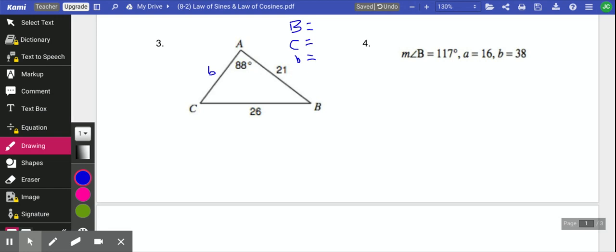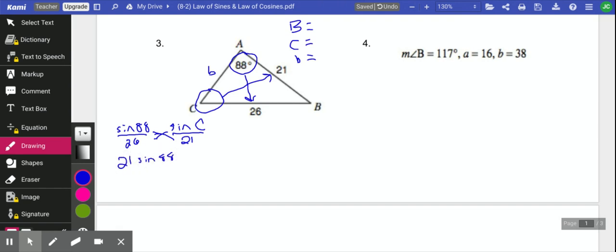We do have one pair. We know A and A, so we're going to start with that: the sine of 88 over 26. And the only other thing we know is 21, so we have to use that. So we're going to use angle C, which we don't know, and 21. So we'll say the sine of C over 21. Okay, and so now we're solving for an angle first. So the setup is going to be similar. We are going to cross multiply. So we get 21 sine of 88 equals 26 sine of C.